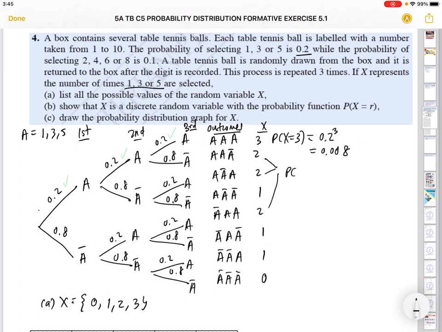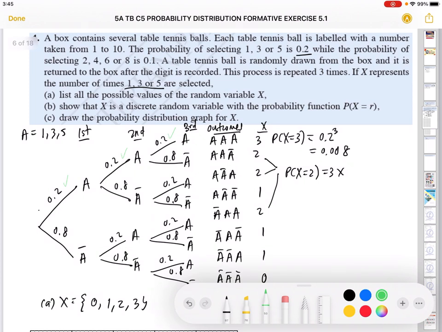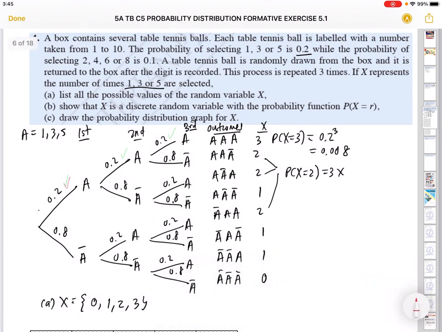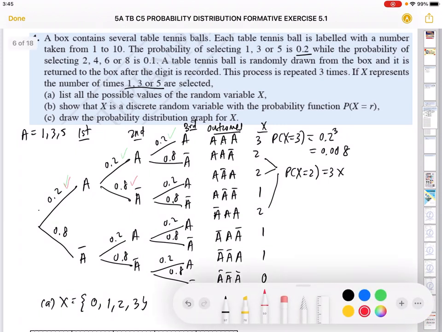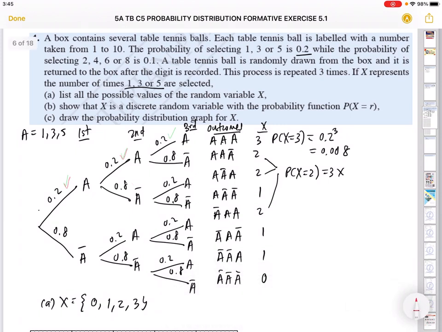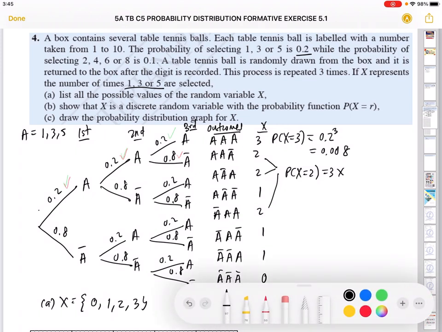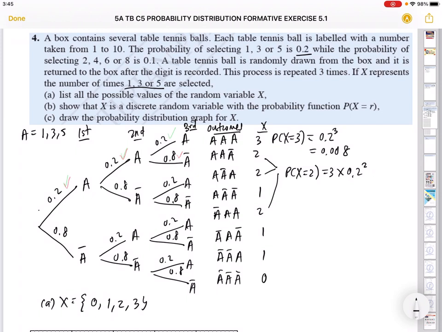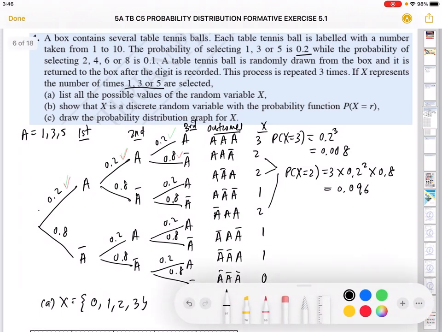Now for x equals 2, there are 3 cases. Maybe we take the first one, and we know it's going to be the same for each case. I can get 0.2, 0.2, 0.8. So we can write 0.2 squared times 0.8. Whatever we get, we multiply by 3, because there are 3 cases to get x equals 2. In this case it is 0.096.